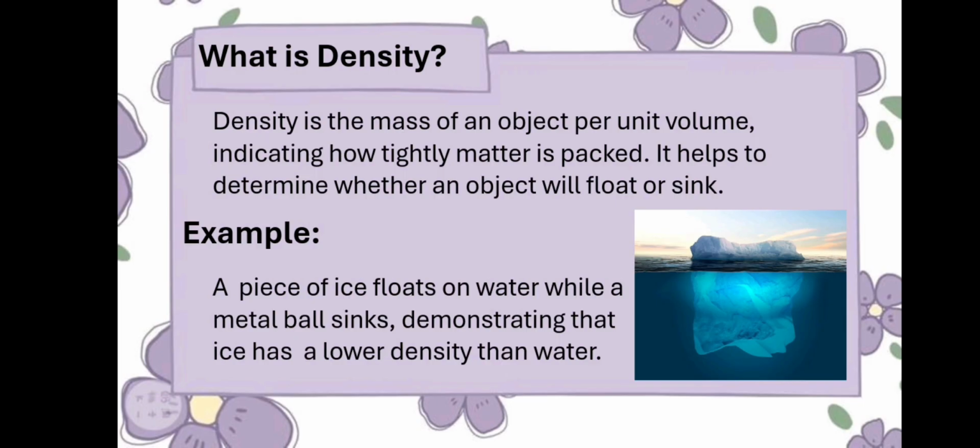Density is defined as the mass of an object per unit volume. In simpler words, it tells us how tightly matter is packed inside an object. For example, if you drop a piece of ice and a metal ball into water, the ice floats while the metal ball sinks. That's because ice has lower density than water, while the metal ball has higher density. So, density helps us predict whether an object will float or sink.